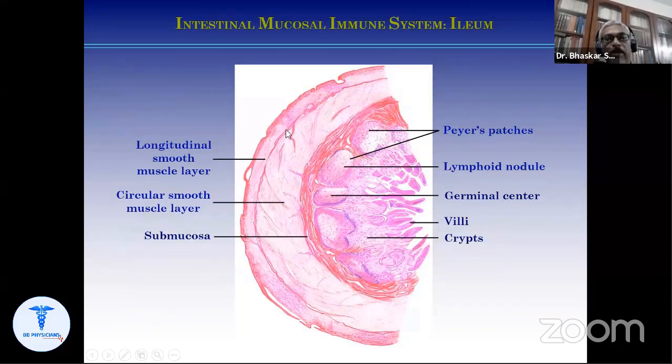Here are some of the examples. For example, this is in ileum, where we have these Peyer's patches and we have the lymphoid nodules. You can see the germinal centers. This germinal center was very nicely described by Professor Dando and later on by Dr. Suyata Ganguly yesterday.